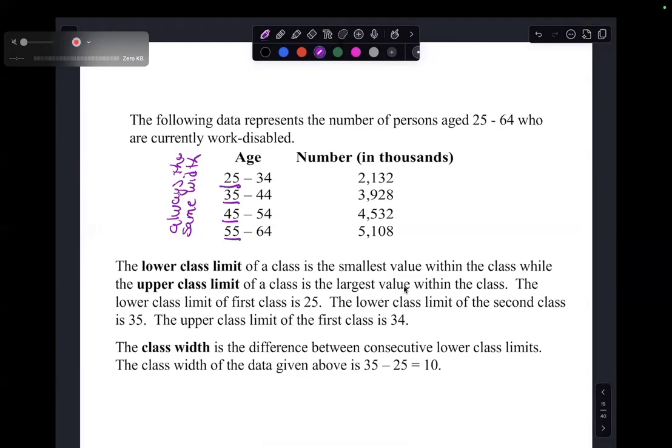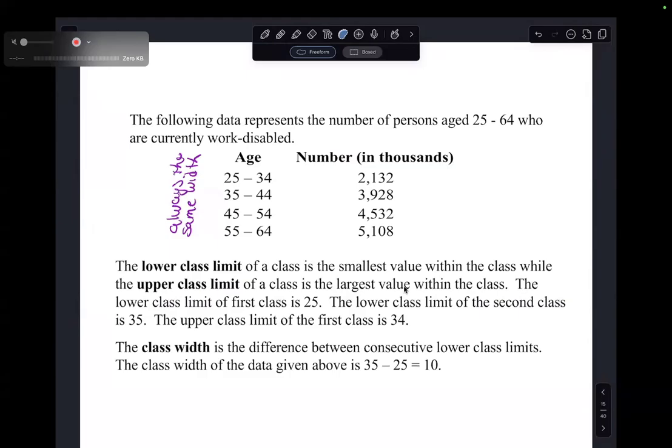I know this is like real stretch, right? So our lower class limit is the lowest value in that class. Upper class limit is the highest in that class. The way that we can see what our class width is, you subtract the lower class limits from each other.